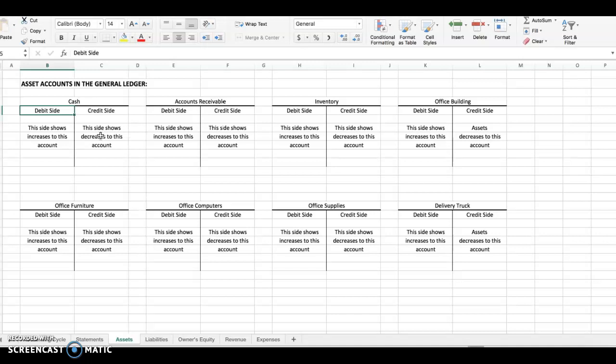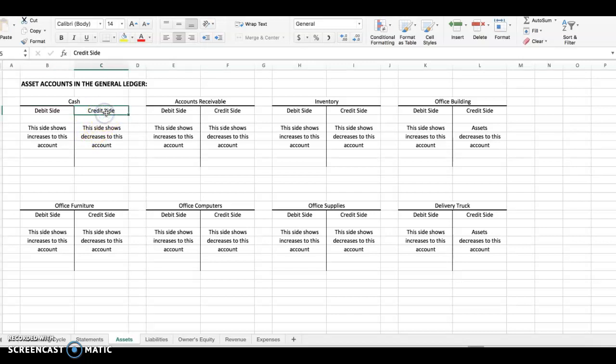There is a side called the left side, which was labeled debit side. This is not debt, D-E-B-T, but D-E-B-I-T. Debit with the I simply means left in the accounting world. Debt is something that we owe, but that is a different word. You have to understand that this word, debit, means left.